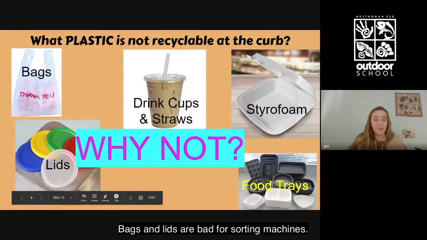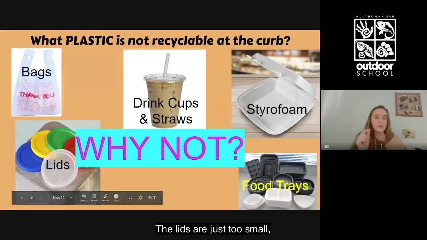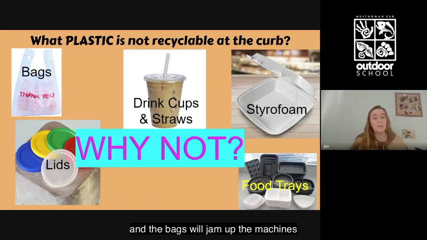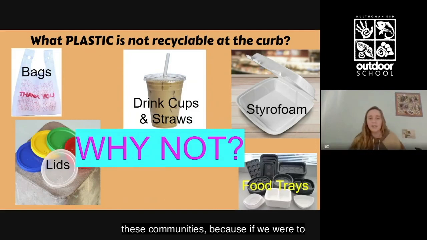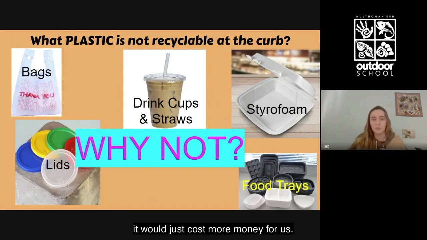Bags and lids are bad for sorting machines. The lids are just too small, and the bags will jam up the machines, which wastes time and resources, and that raises the cost for everyone, not only the people who are breaking down these materials, but also us as people who live in these communities, because if we were to put the money into recycling these, it would cost more money for us.